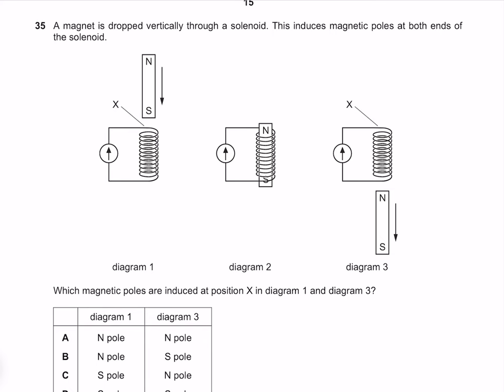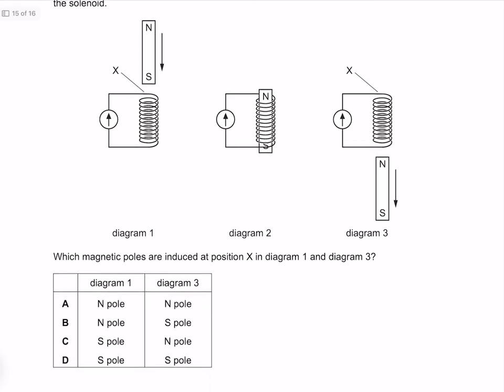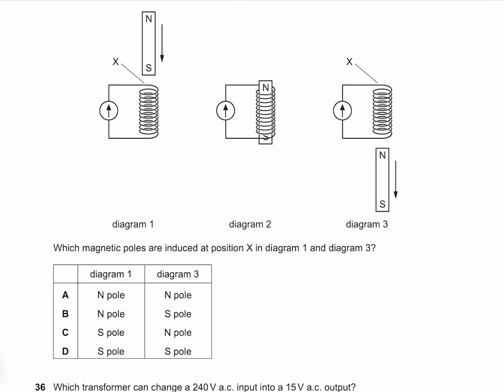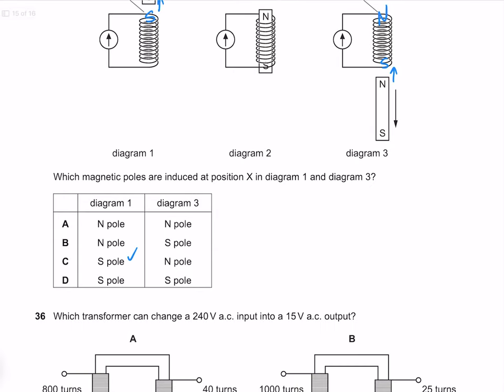A magnet is dropped vertically through a solenoid. This induces magnetic poles at both ends of the solenoid. Which magnetic poles are induced at position X in diagram 1 and diagram 3? The magnetic field of the solenoid is going to oppose the motion of the magnet. In diagram 1, this means we have a south pole here, which creates a repulsive force and opposes the motion of the magnet. In diagram 3, we have a south pole established here to attract our N, which once again opposes the motion of our magnet, meaning that on the other side we must have a north pole. So diagram 1 is a south, and diagram 3 is a north. So our answer is C.